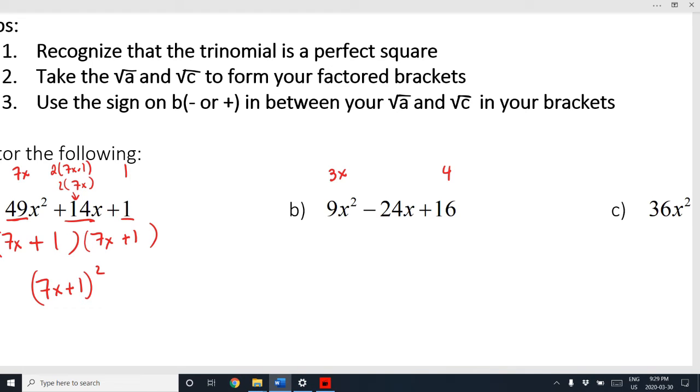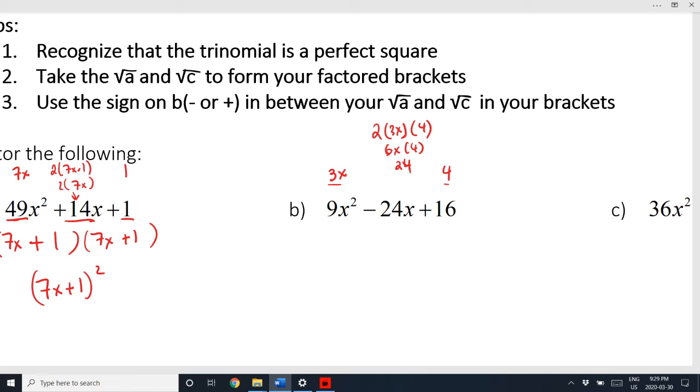Now, we just have to double check the center number, and if it's an even number, then it's still a candidate for a perfect square. The only thing we have to check now is that the middle is equal to 2 times these 2 numbers that we got here. Does this 2 times 3x times 4 equal 24? And we go ahead and do that. You know, this is 6x times 4, and that's 24. So it is, in fact, a perfect square.